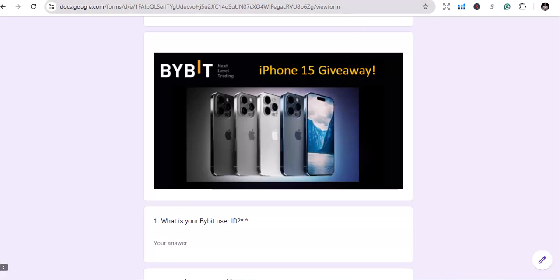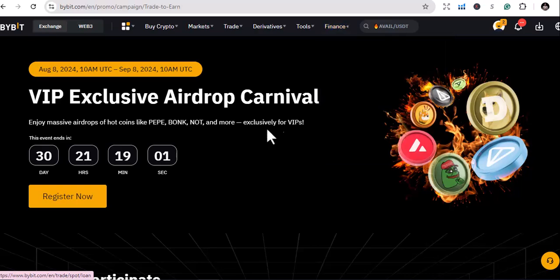So if you don't know BYBIT, BYBIT is a trading platform where you can get a lot of leverage used to trade crypto, specifically crypto exchange and crypto trading. They are also known for crypto exchange and crypto trading.